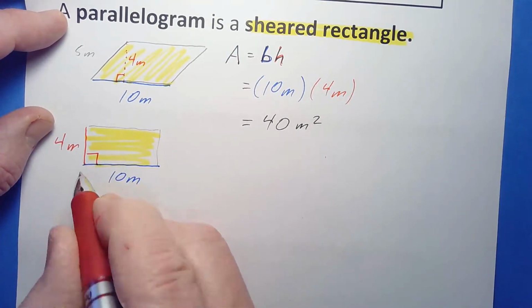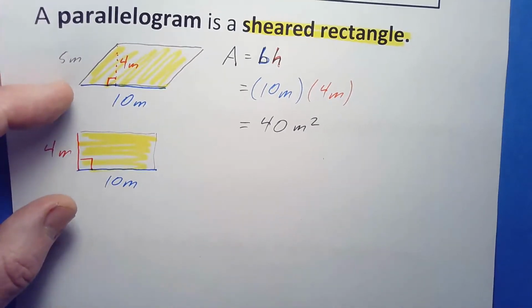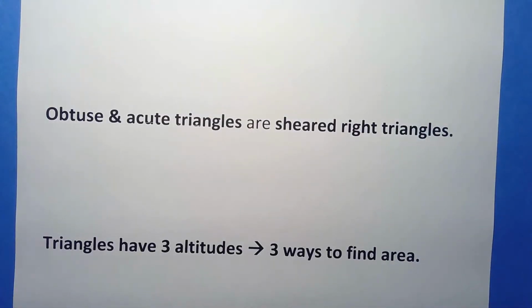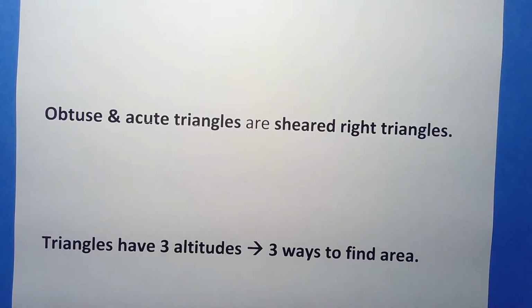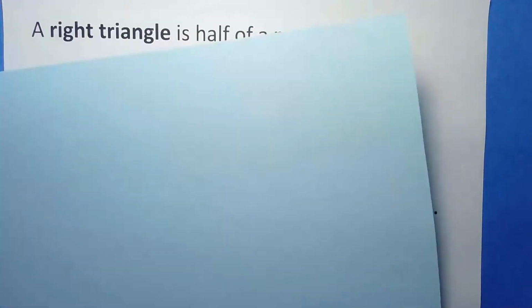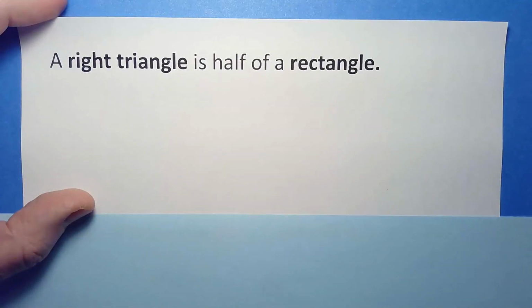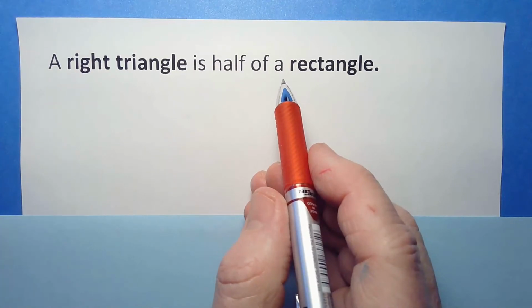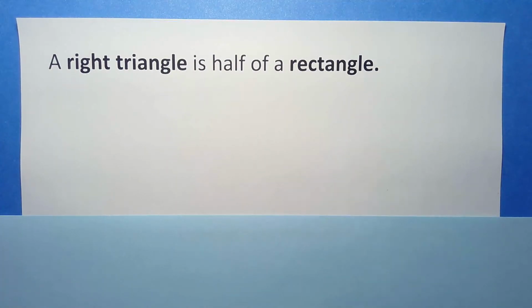I'm just going to remind us that this is a right angle. Okay? All right, let's use this same idea now, but what we're going to do is talk about rectangles. So this time, let's think about the fact that a right triangle is half of a rectangle. Okay? Right triangle, half of a rectangle. So let me show you what I mean.